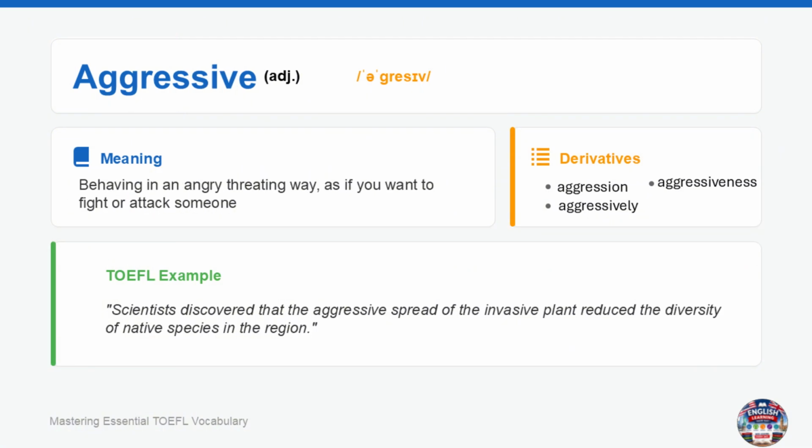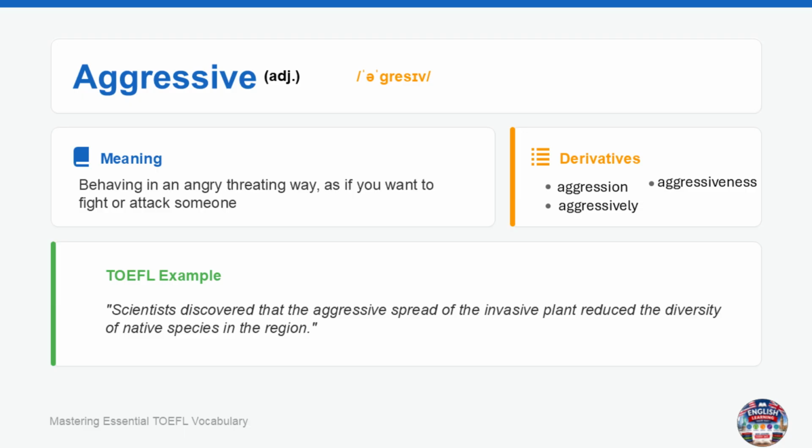Our second word is aggressive. Listen carefully. Aggressive. Aggressive. Excellent. Behaving in an angry, threatening way, as if you want to fight or attack someone. In biology, it can also describe plants or animals that spread rapidly or dominate other species. So the meaning depends on the context.